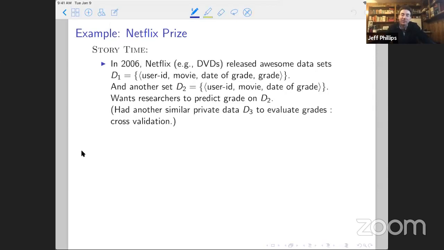Around 2006, one advantage they had over Blockbuster, in addition to a much bigger selection than they have now, because it was much easier to buy DVDs and send them out than to allow streaming, was that they released a data set, D1, with the user ID, the movie, the grade you gave, from 1 to 5 stars, back when people actually rated shows, and the date they gave that grade. Then they had another data set, D2, which had no grades. So I could use the order I watched them in, using the date, and try to predict how much they were going to like that movie at that point in time.